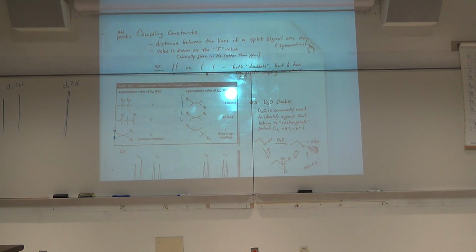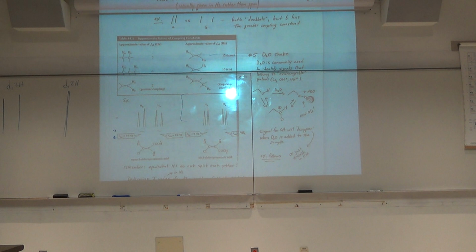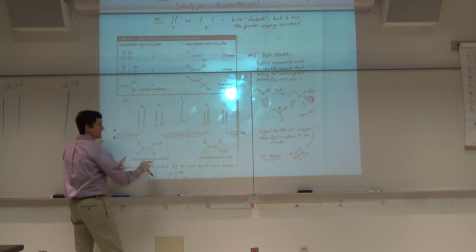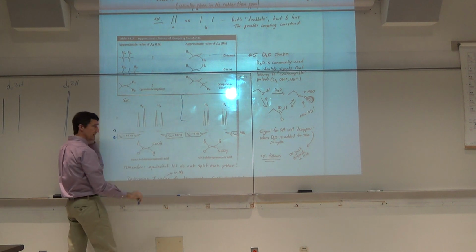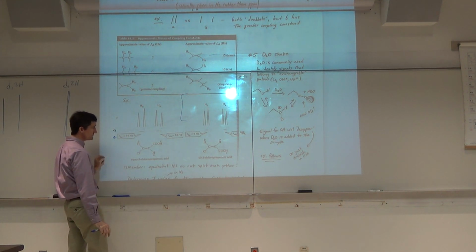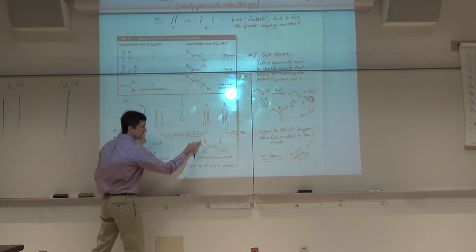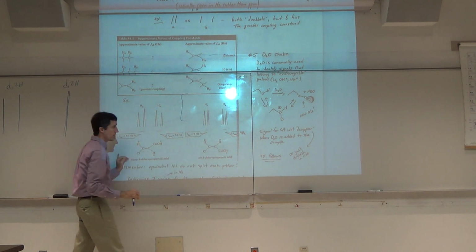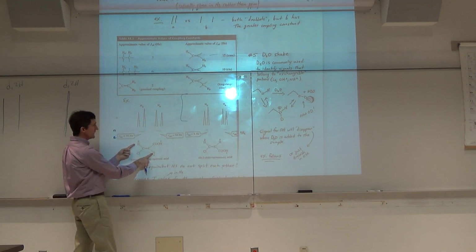This coupling can sometimes help you identify between cis and trans. For example, look down here. What if you knew you had one of these compounds, and these are just cis-trans isomers, or EZ isomers. Here the H's are trans, they're cis. But when they're trans, you expect greater coupling.